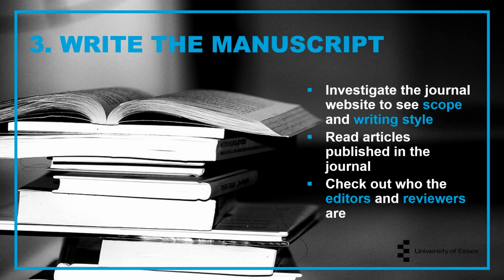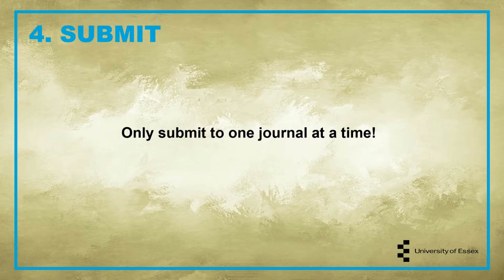Once you have chosen the journal you wish to publish with, the next step is to write your manuscript. Before doing this, it's crucial that you investigate the journal website to see the scope and writing style. You can also read articles published in the journal to get a better feel of the content, and can research the editors and reviewers if that information is available. After writing the manuscript, you're ready to submit.